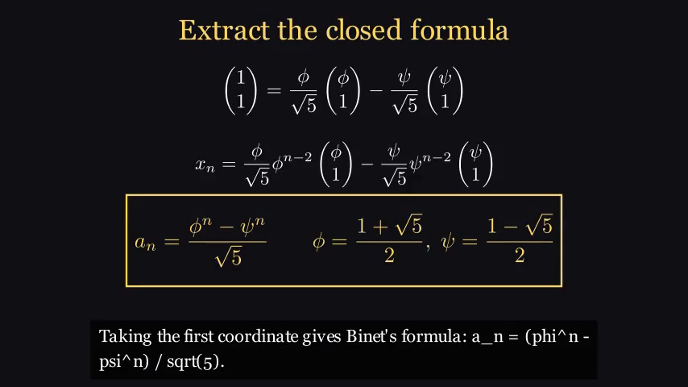Taking the first coordinate gives Binet's formula. An equals phi to the n minus psi to the n, divided by square root 5.